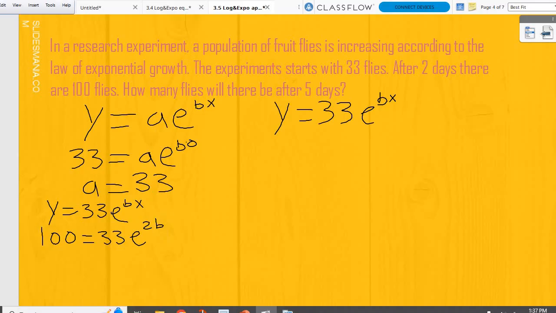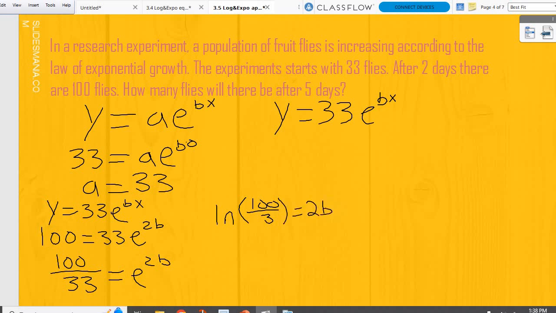So again, I have an exponential equation. What do I do to solve that? Divide by 33. And then take the natural log, not common, but natural log, of both sides. And then lastly, we would divide by 2. And again, I would plug that into our calculator. This time, since we are needing this b value to plug into our equation, we are going to go ahead and round there. So what do we get?